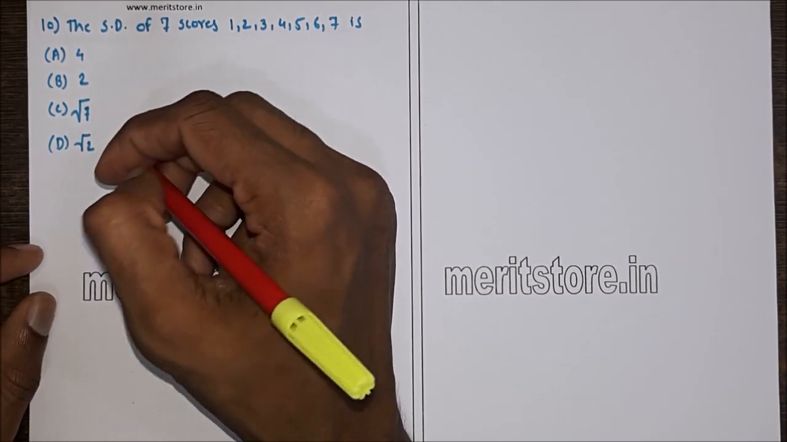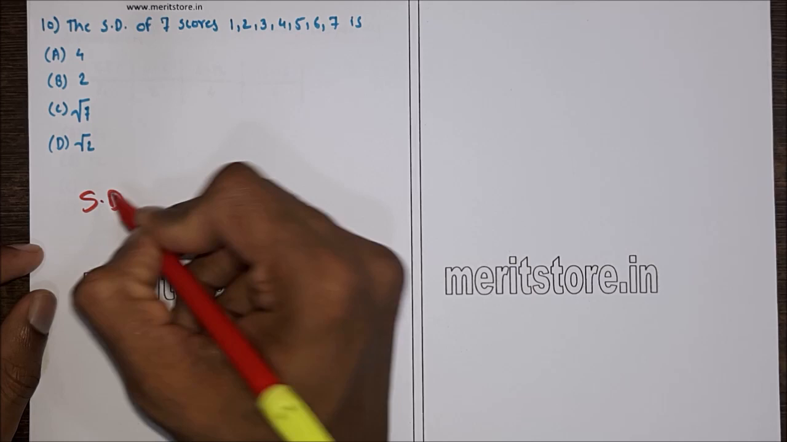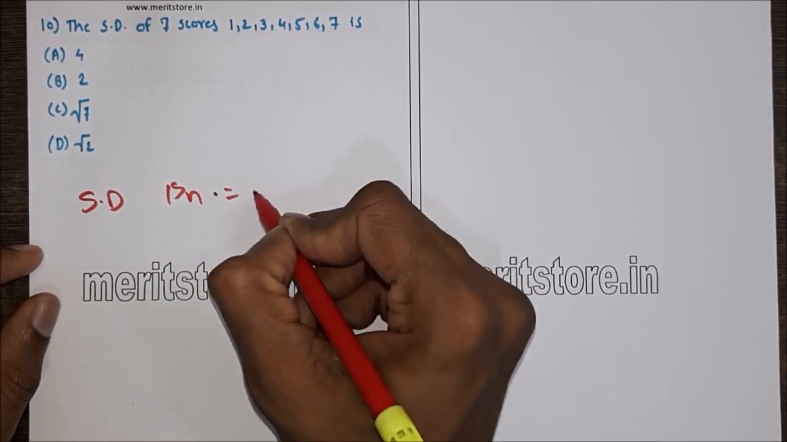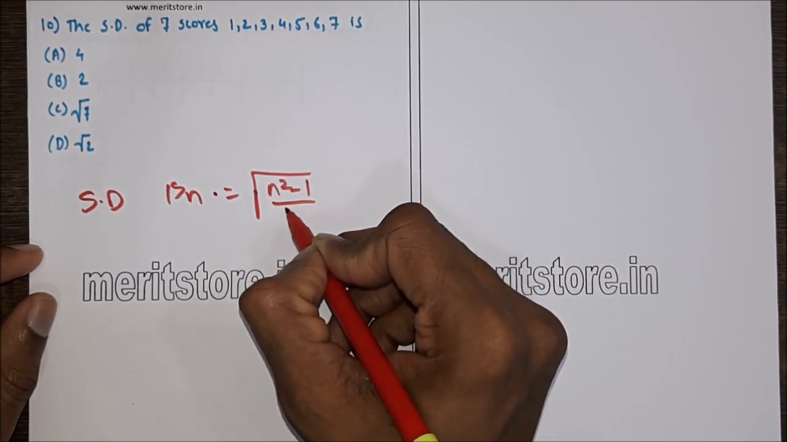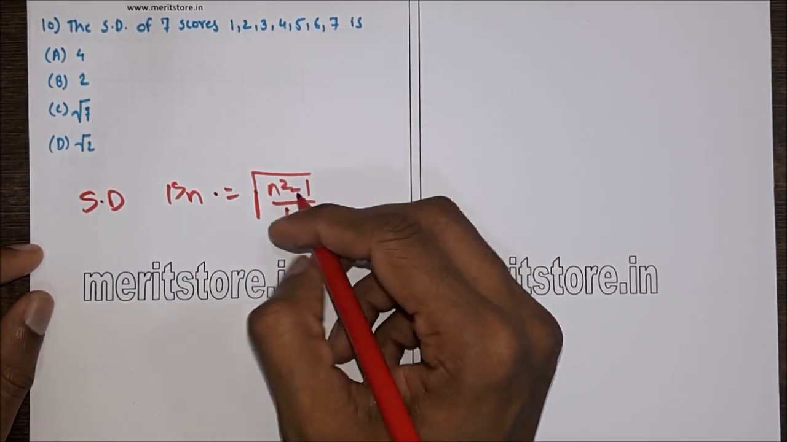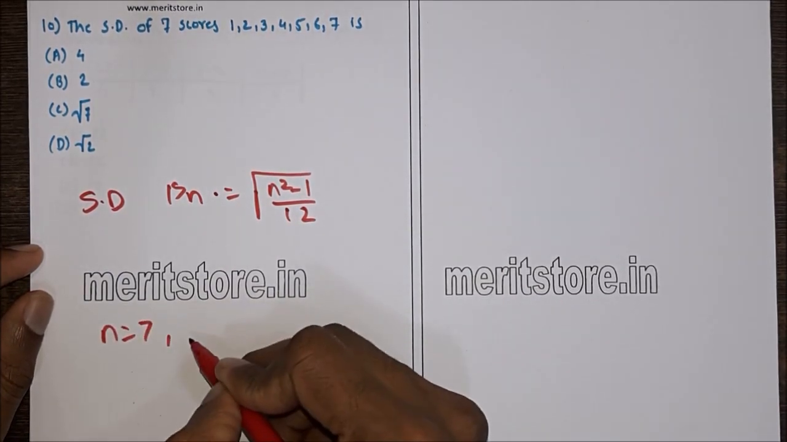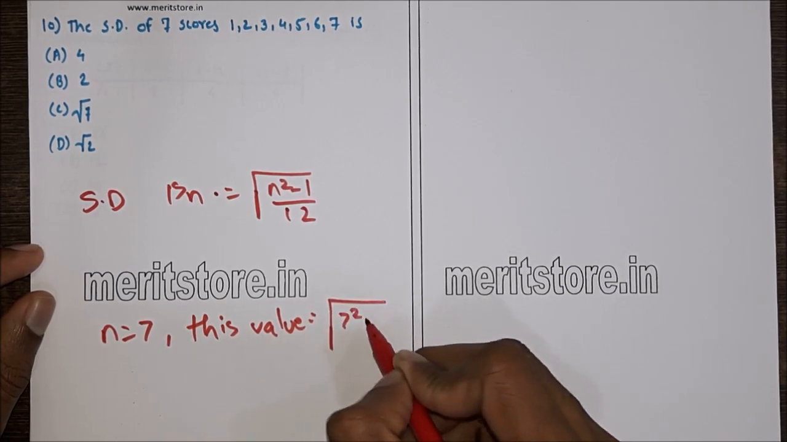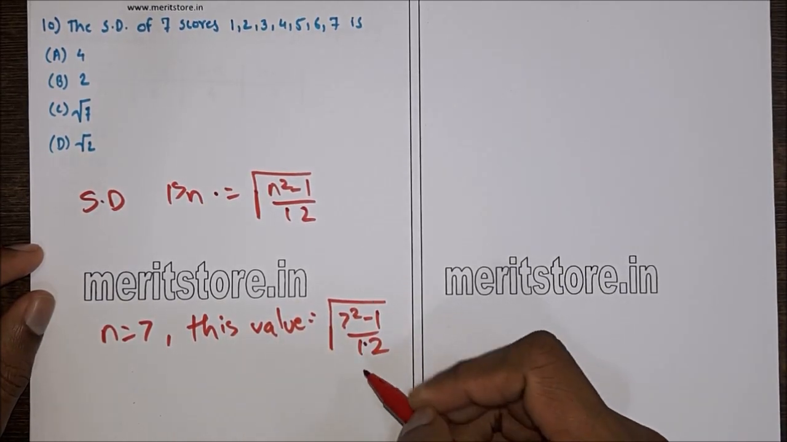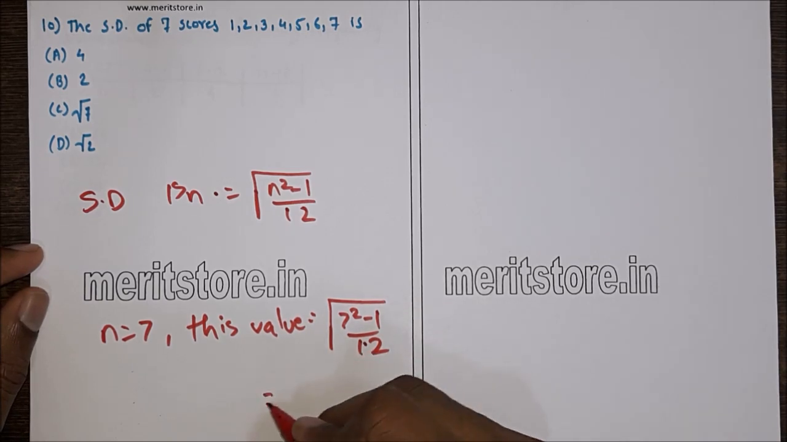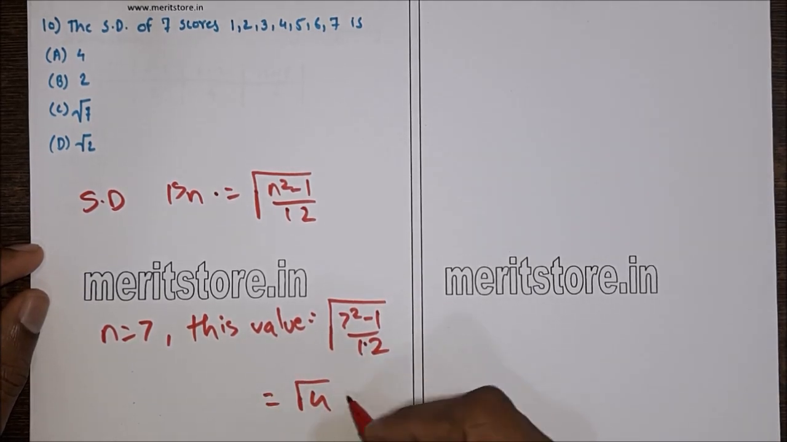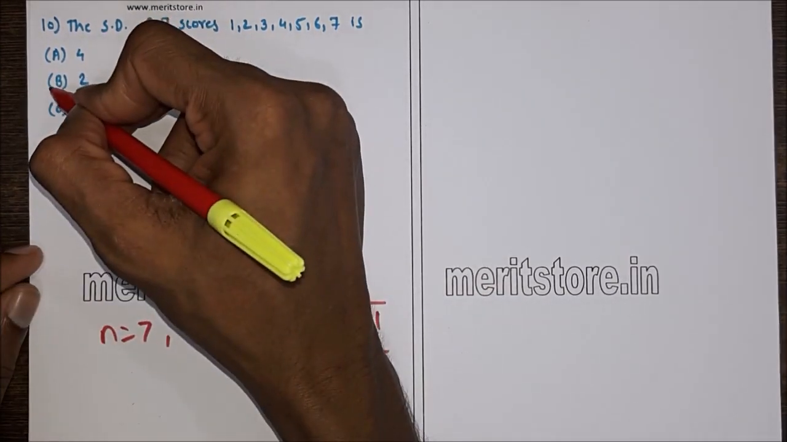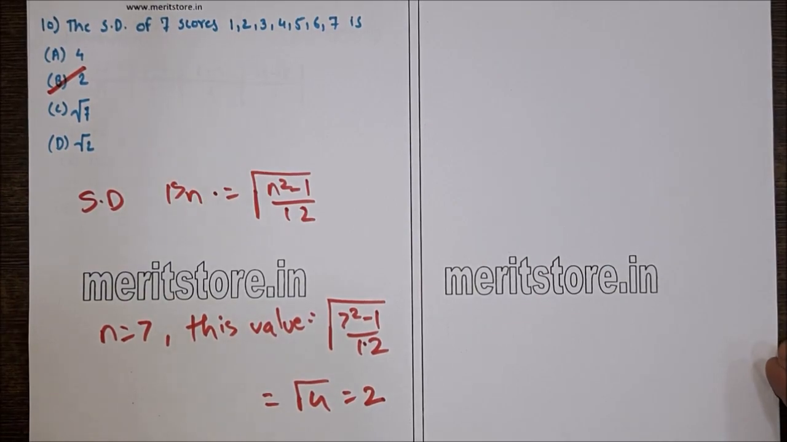The standard deviation of the first n natural numbers can be given as root of (n square minus 1) by 12. So for n equal to 7, this value we get as root of (7 square minus 1) by 12, which is equal to root of 4, which is equal to 2, which matches with option B. Therefore option B is the correct answer.